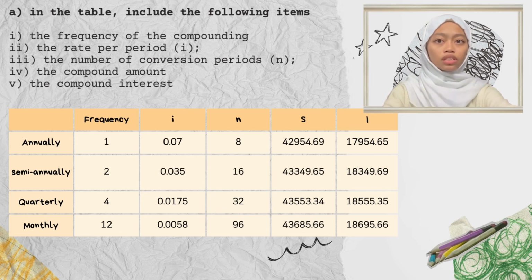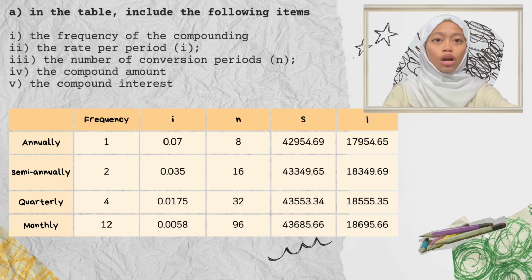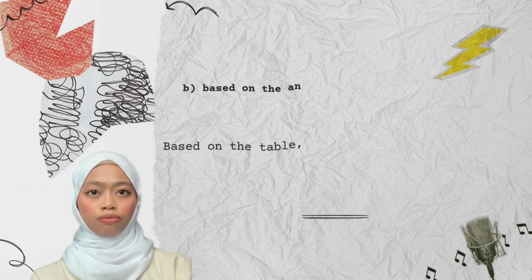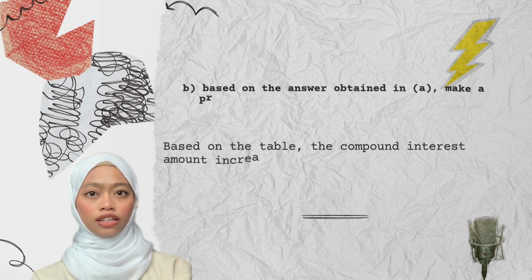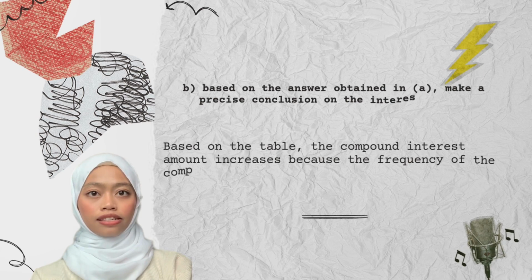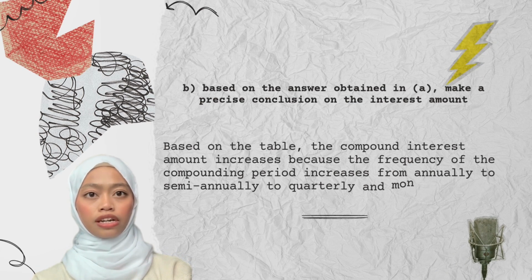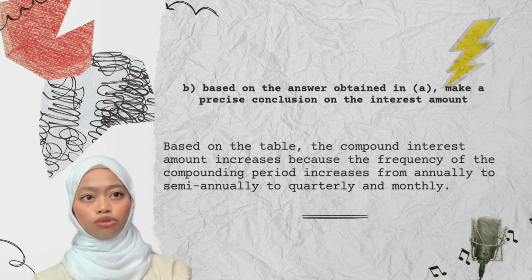Lastly, the compound interest, we will use the formula of I equal to S minus P. For example, for monthly, the compound amount is 43695.66. So we minus it with the principal of 25,000, which equals 18695.66. Based on the answer obtained in A, make a precise conclusion on the interest amount. The answer is, based on the table, the compound interest amount increases because the frequency of the compounding period increases from annually to semi-annually to quarterly and monthly.